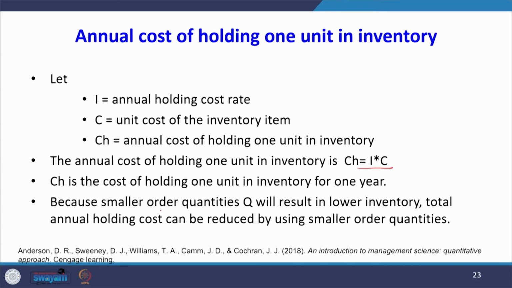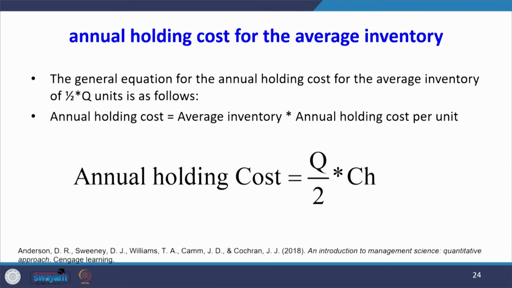Because smaller order quantities Q will result in lower inventory, the total annual holding cost can be reduced by using smaller order quantities. If the value of Q is small, the inventory holding cost will be lesser. But what is the problem? We have to order frequently. So, what will happen? There will be more number of orders, so the ordering cost will increase.